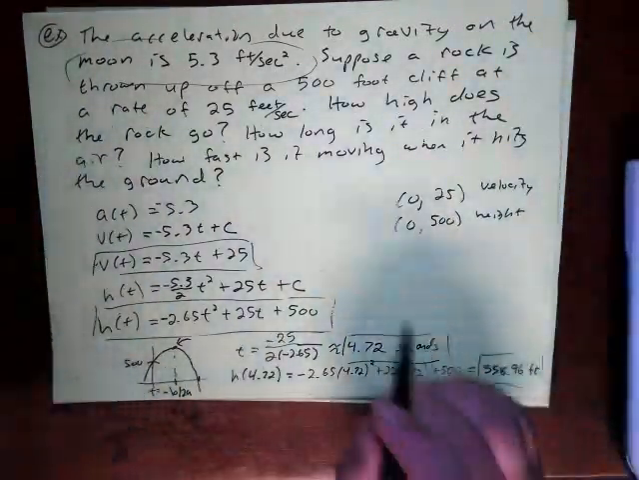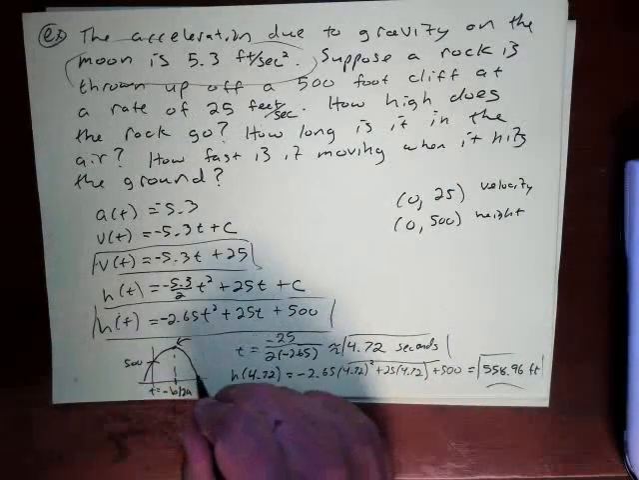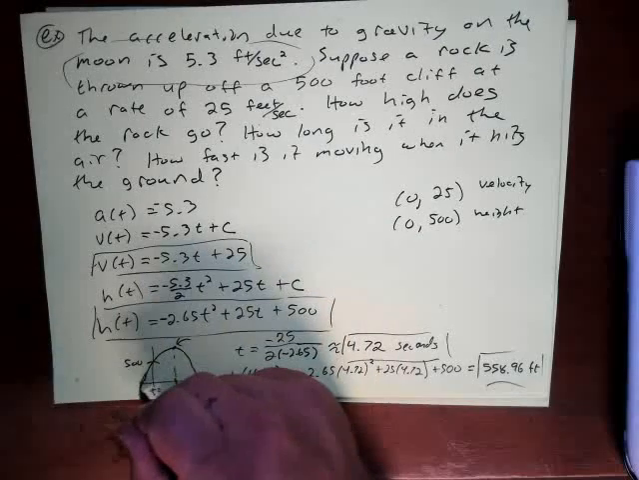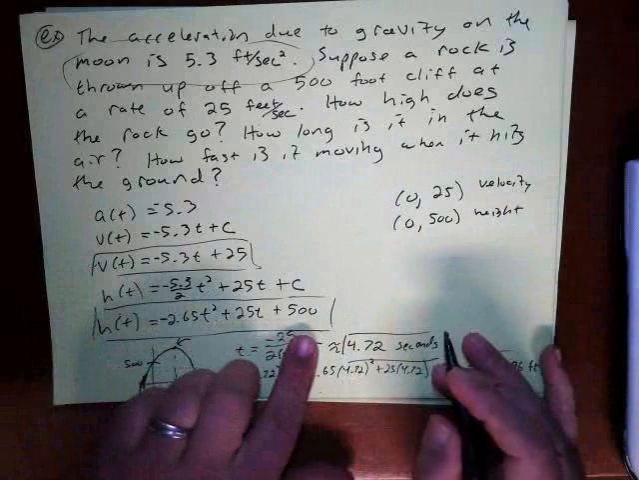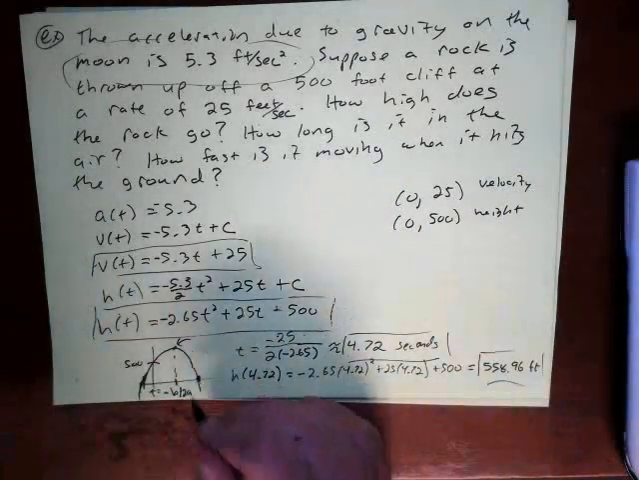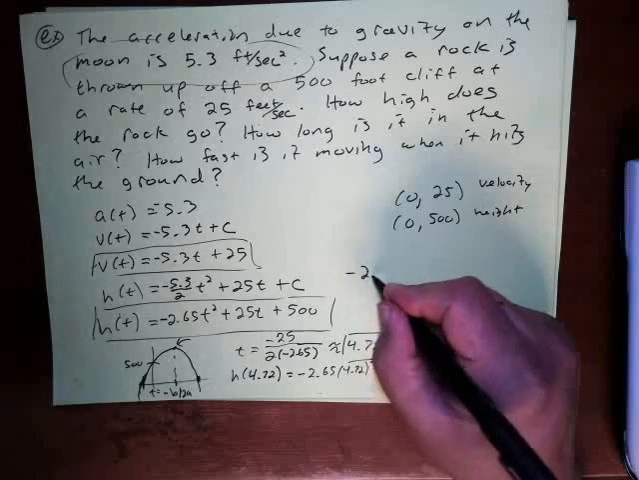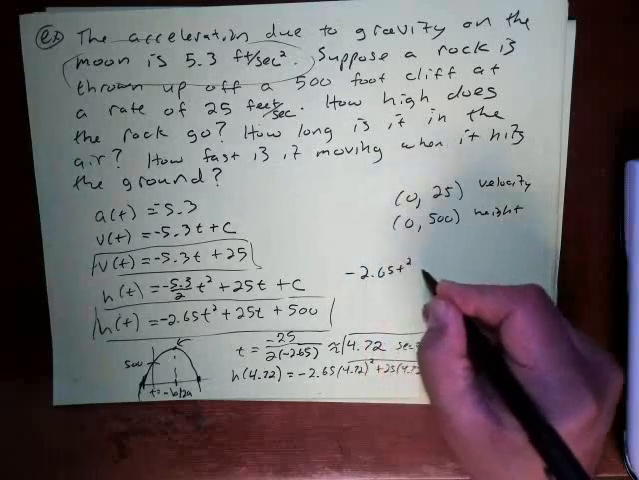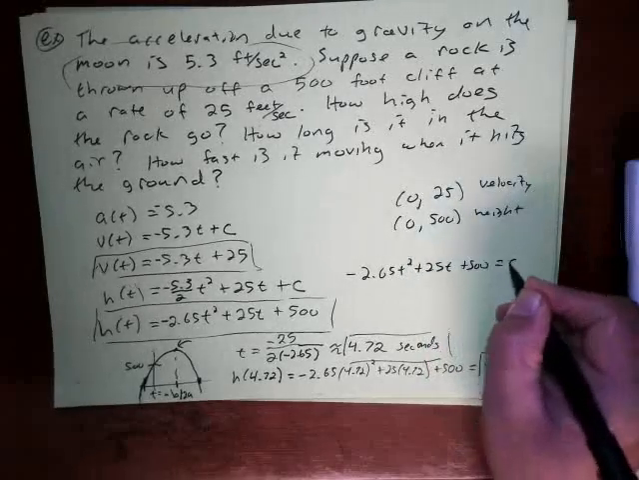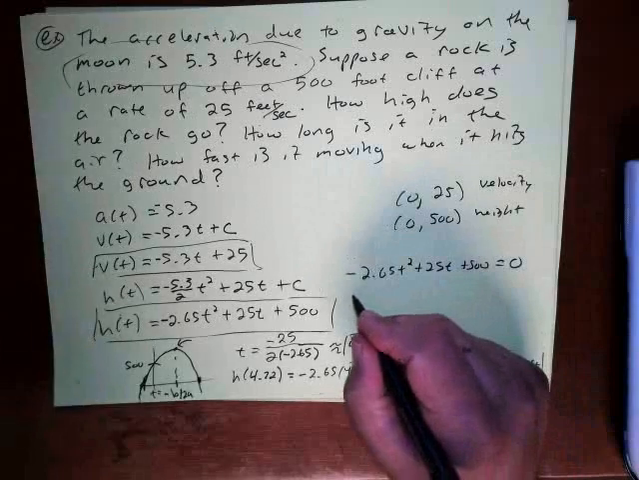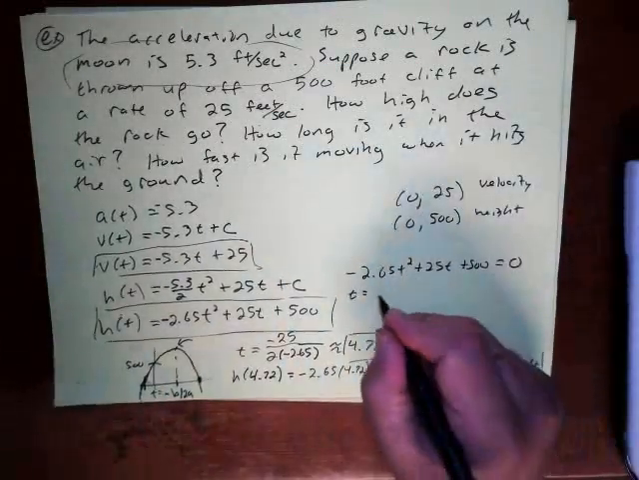Okay. Now it wants to know how long is it in the air. So what I'm wanting to do is find this root. This is like a quadratic equation that's going to have two roots. So what I'm really doing is trying to solve this equation, and I want to get the positive root. So I could write this down: negative 2.65t squared plus 25t plus 500 is equal to 0. So now I'm going to use the quadratic equation to find these two roots.